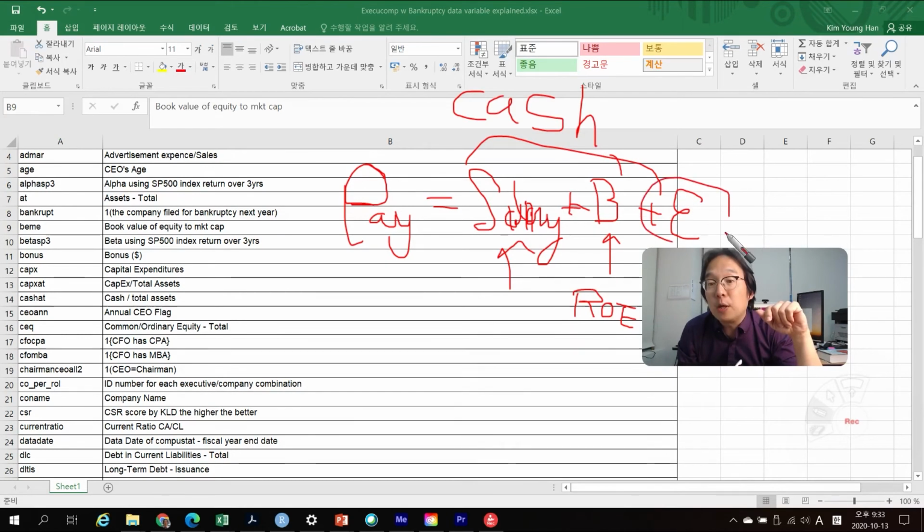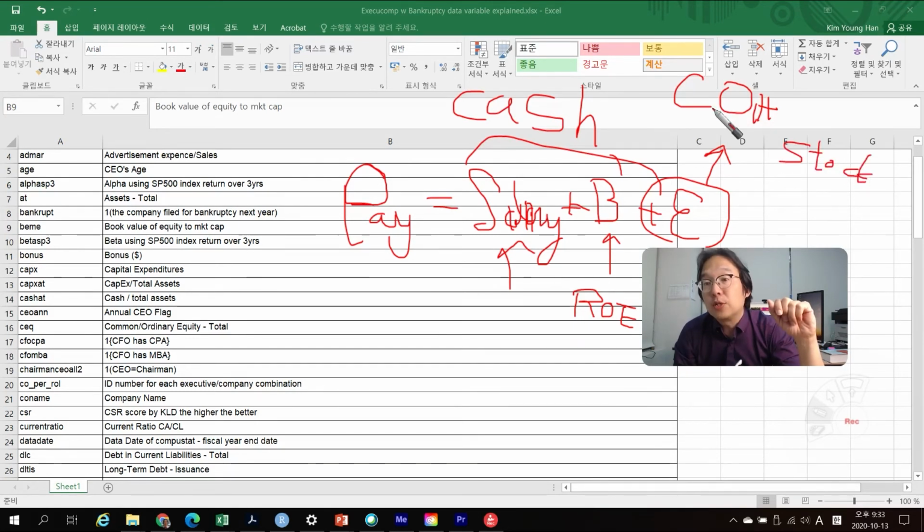The equity component is a huge chunk, right? It's non-cash, but it comes in the form of call options and stock ownership. So three components: salary, bonus, and this equity component. And this pay in the executive compensation data is labeled as TDC1, you're going to see later. Those are the aggregate amount of compensation.